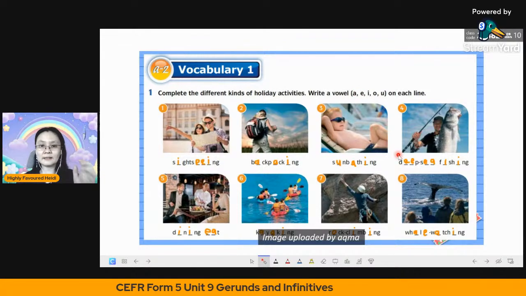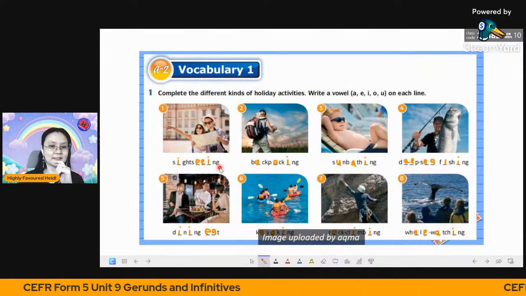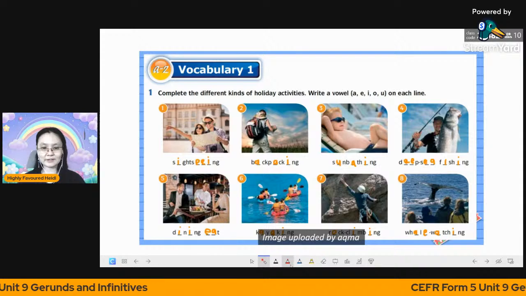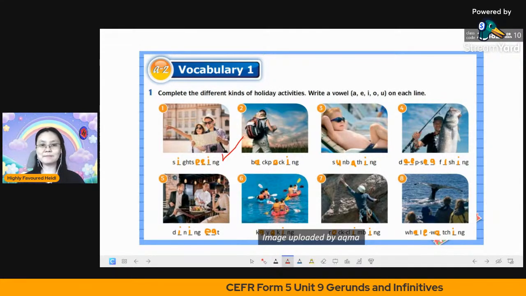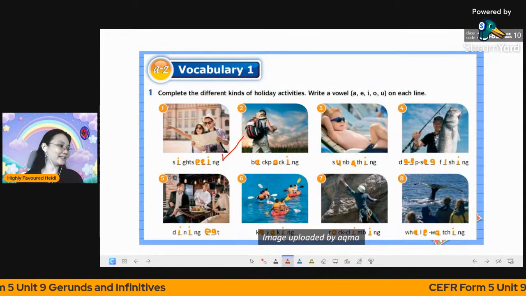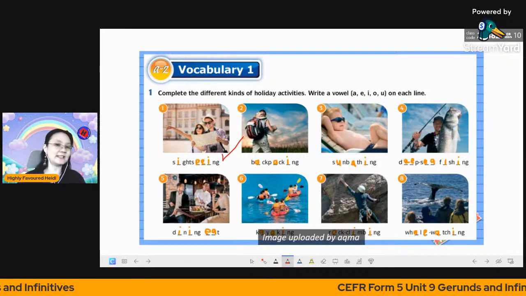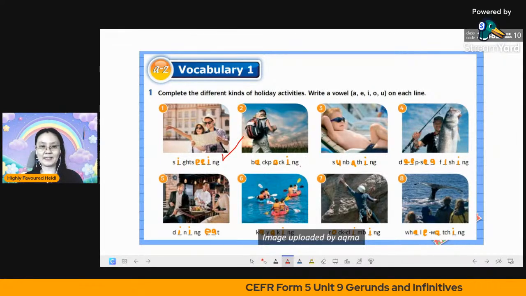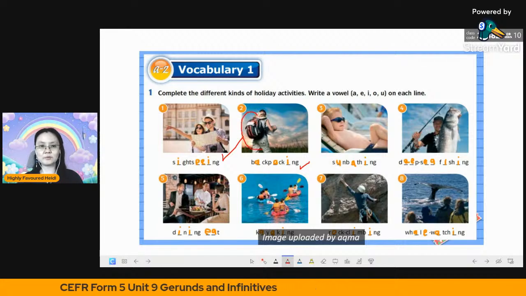Okay. Right. Yes, sightseeing. Okay, I correct. Great job. Okay, you know, sightseeing. In BM, jalan-jalan. Okay, you just sightseeing. This is called sightseeing. Okay, adding I-E-E-I-N-G. Backpacking. Yes, you see this person with this bag, they just move around.